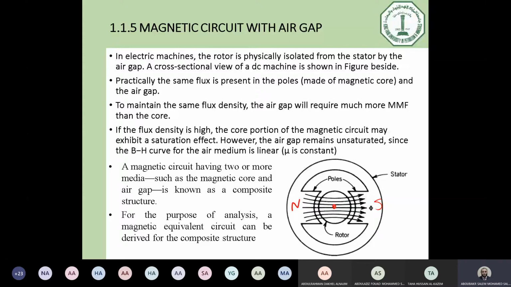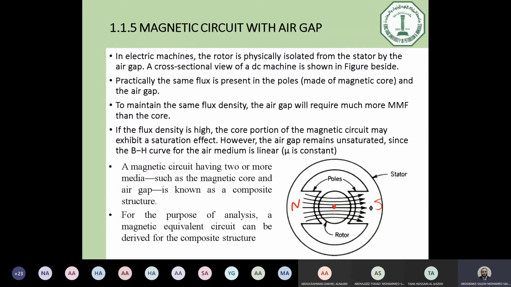However, this air gap will consume a lot of MMF. So it's better to reduce the length of this air gap. Okay? And in machines, practically, it's several millimeters between stator and rotor cores. So this is the shape of the magnetic circuit of a DC motor.